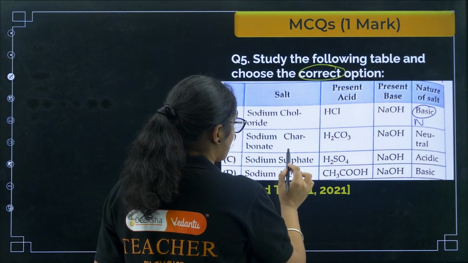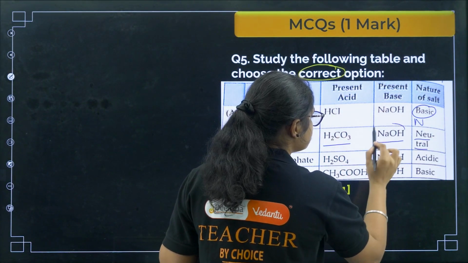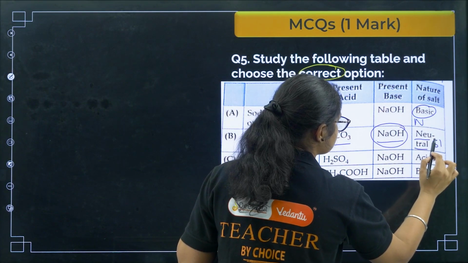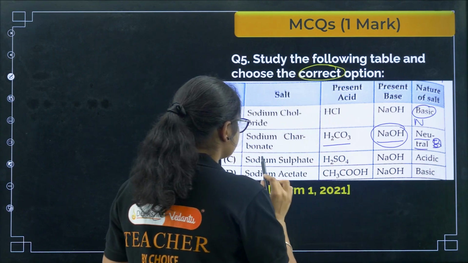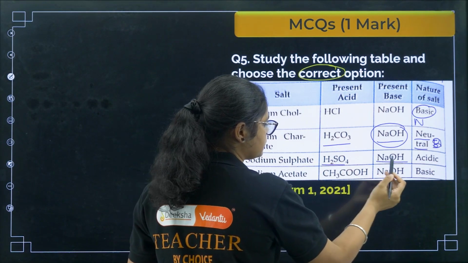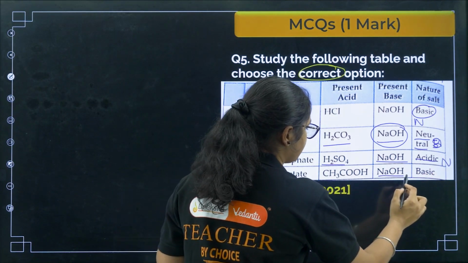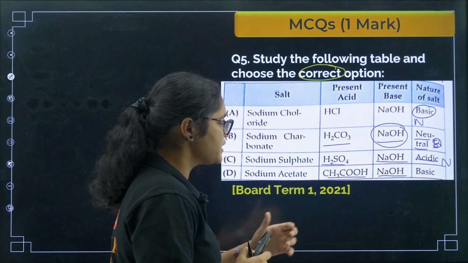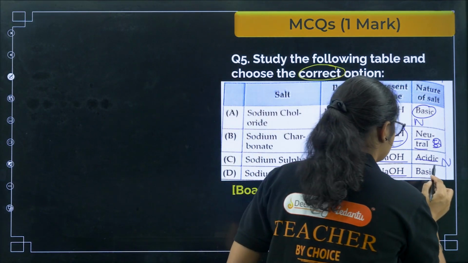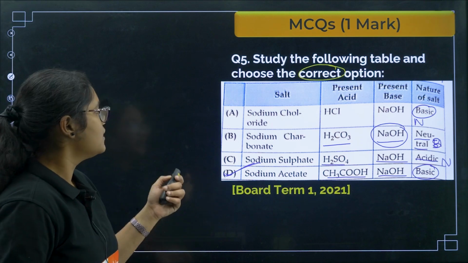Now if you have sodium carbonate, so parent acid, and this is correct, and this is neutral. No, because it is a strong base, so this one should be a basic salt. Now sodium sulfate, H2SO4 and NaOH both are strong, so again this should be neutral. This is also wrong. Sodium acetate, you have NaOH and CH3COOH. Because it is a strong base, it will be basic. The correct answer is option number D here.